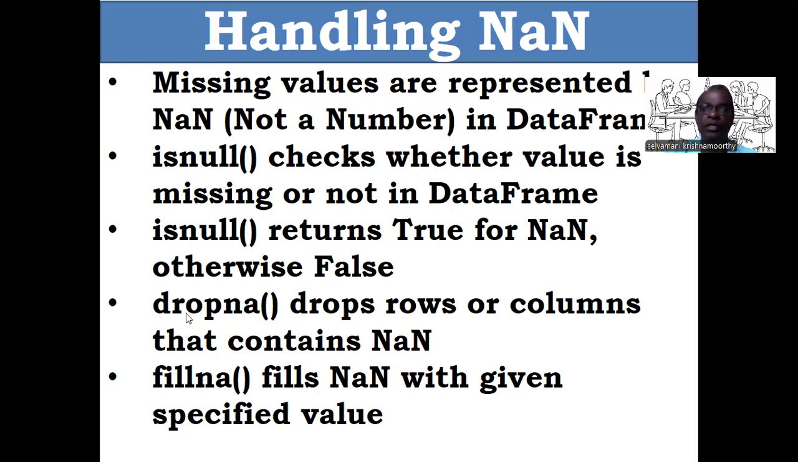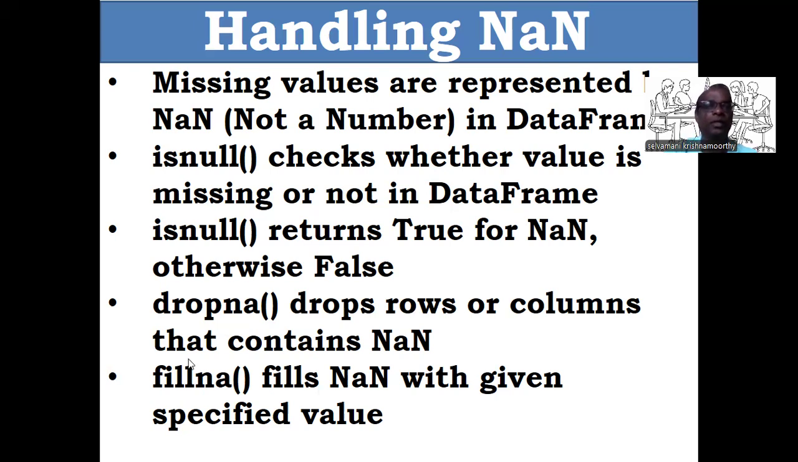Drop NA, from the name itself you can understand, drop NA drops rows or column that contains NaN. Fill NA, as usual from the name itself you can understand, fill NA fills not a number with given specified value. So isnull is used to find out missing values or NaN in a data frame. Drop NA is used to delete row or column which has not a number. Fill NA is used to replace the missing value with given specified values. I hope it is clear to all.